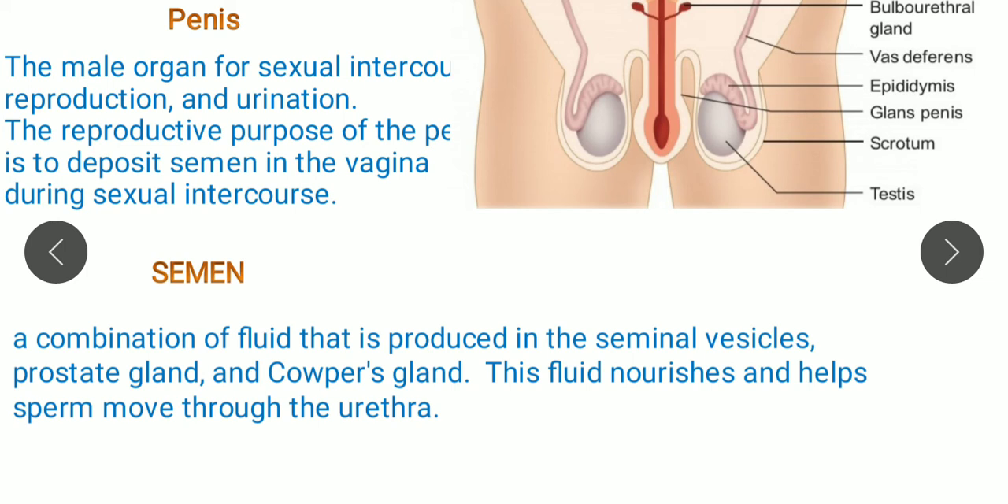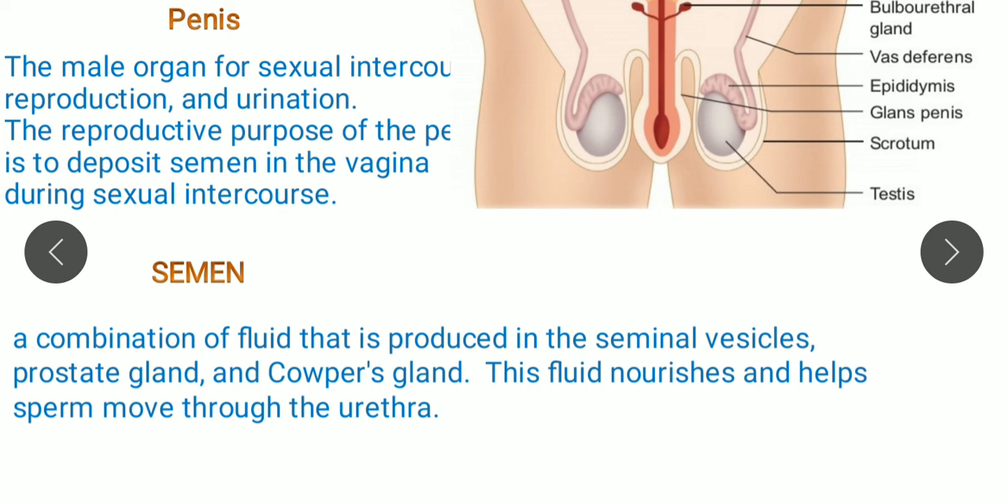What are the functions or importance of semen? First, semen provides nourishment to the sperm. Second, it helps the movement of the sperm cells.